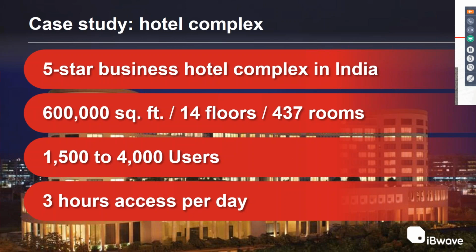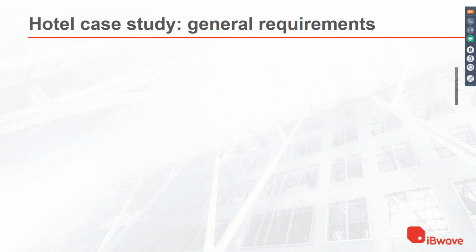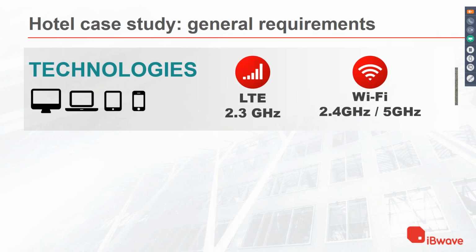Now, if we look at the requirements, in terms of technologies, we're dealing with 2 technologies: LTE in the 2.3 gigahertz band, and Wi-Fi in both the 2.5 and 5 gig bands. So here we're really talking about a HetNet network or a converged network, because we have multiple technologies, but we're planning them as a holistic network. So that's for the technologies.